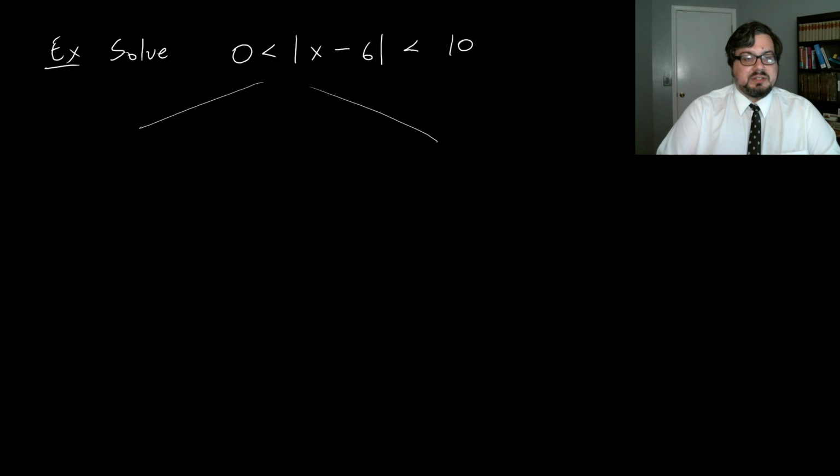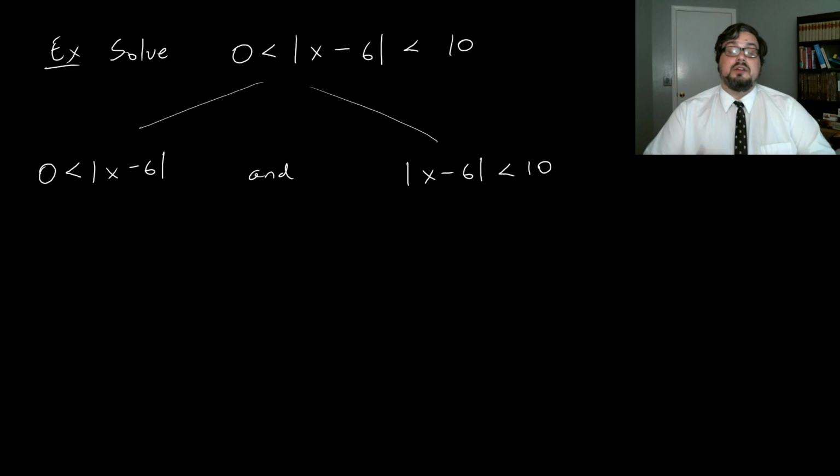So the first thing we're going to do is we're going to break this up as 0 is less than the absolute value of x minus 6, and the absolute value of x minus 6 is less than 10. Keep track of whether you've got an and or an or relationship between the different inequalities that you're writing down, because often you'll have multiple inequalities that you're writing down when working in situations like this. So let's handle the left inequality first.